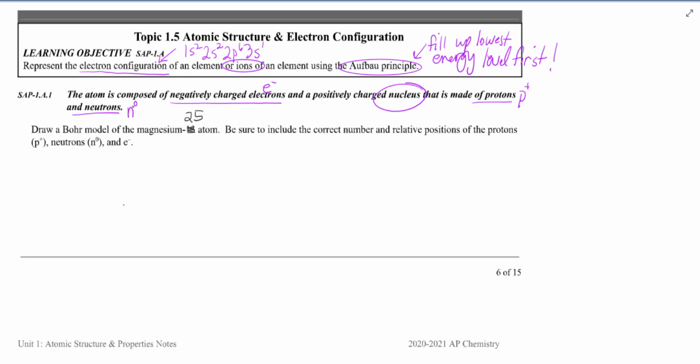It says draw a Bohr model of the magnesium-25 atom. Be sure to include the correct number and relative positions of the protons, neutrons, and electrons. I'm surprised I didn't write electrons there. Sorry, I should have. Change that for next year. Just as a reminder, this should say magnesium dash 25. I had the wrong number there, so I had to correct it. It should be correct on yours, though.